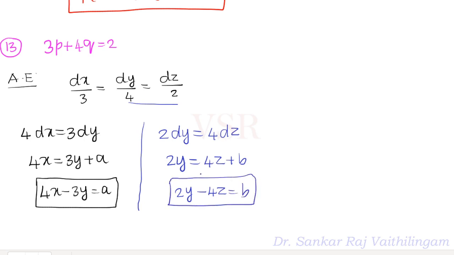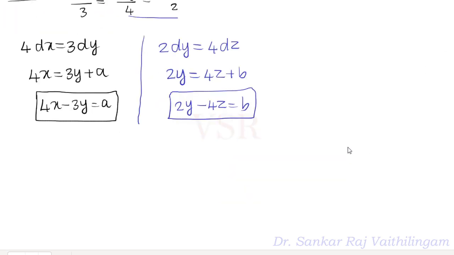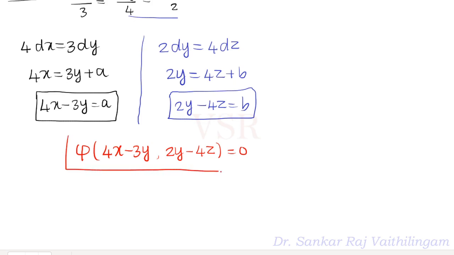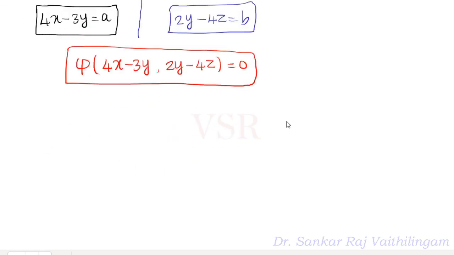So the solution is phi of (4x minus 3y, comma 2y minus 4z) which is equal to 0, is the solution. This is the solution to the given PDE. Okay. Next, we are going for the 14th problem.